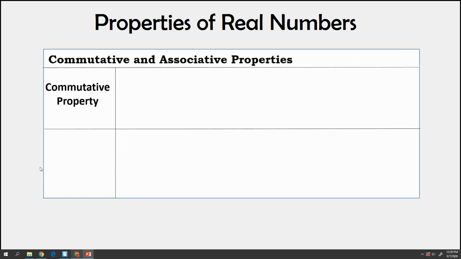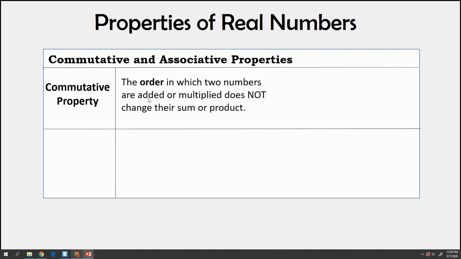Commutative and associative properties. I think you know these again already, but these apply to both addition and multiplication. They do not apply to subtraction or division. Commutative property. When you hear the word commutative property, I want you to think of the word order. The order in which two numbers are added or multiplied does not change their answer, their sum or their product.